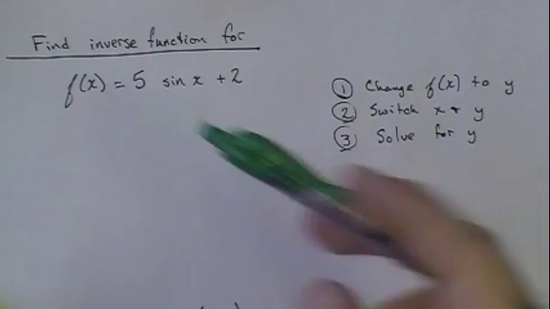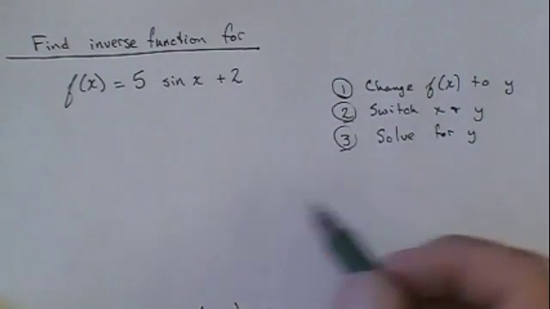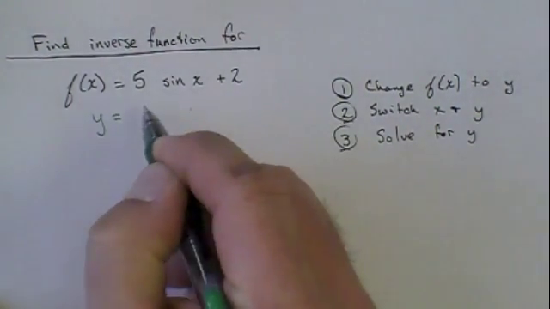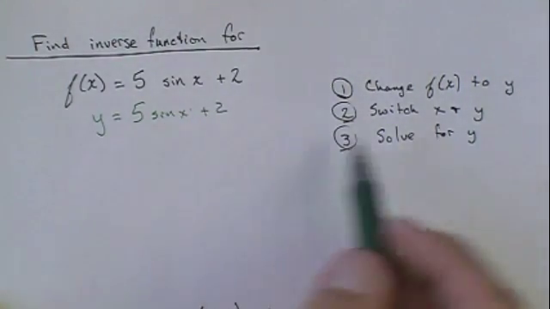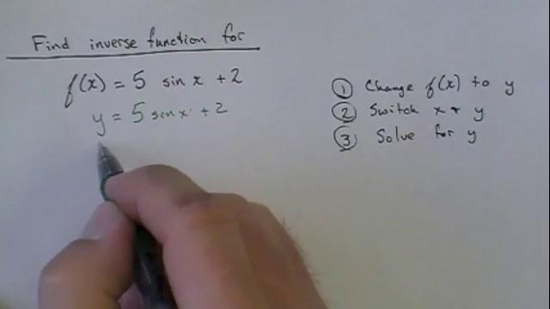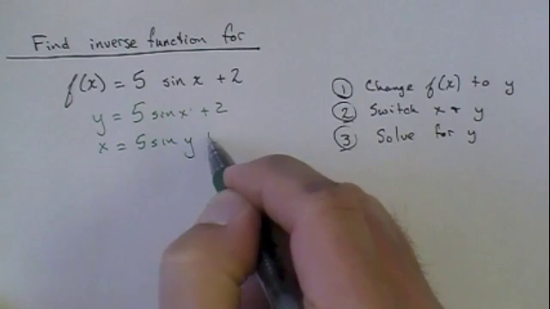So here we're given f of x is equal to 5 times the sine of x plus 2 and asked to find the inverse of this function. Remember, if we're going to find the inverse, we have 3 steps to follow. First, we want to rewrite this as y equals 5 times the sine of x plus 2. And then we want to switch our x's and our y's. So we're going to say x is equal to 5 times the sine of y plus 2.